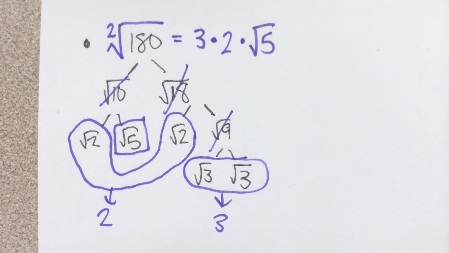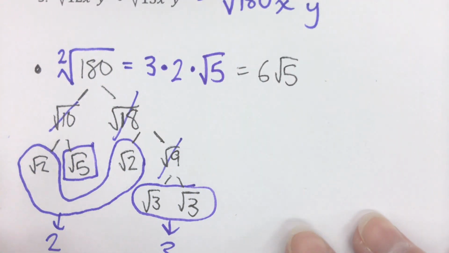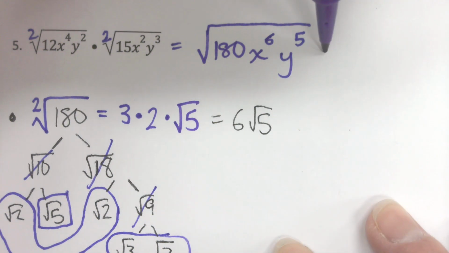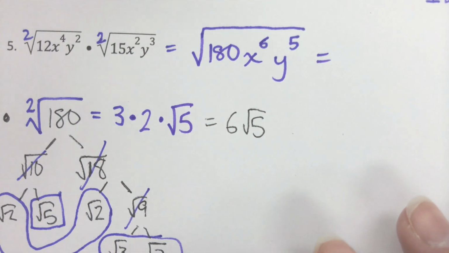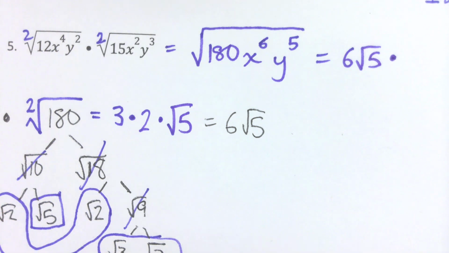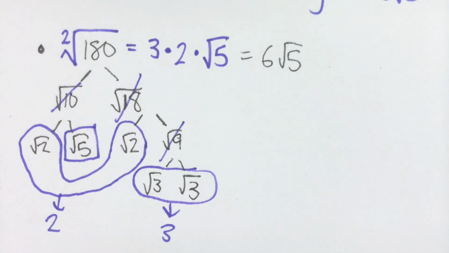So 3 times 2 times the square root of 5, which will give me 6 square root of 5. So I'm going to start my answer up here with 6 square root 5 times whatever's going to come next. Questions on breaking down the 180 before I move on to the variables?